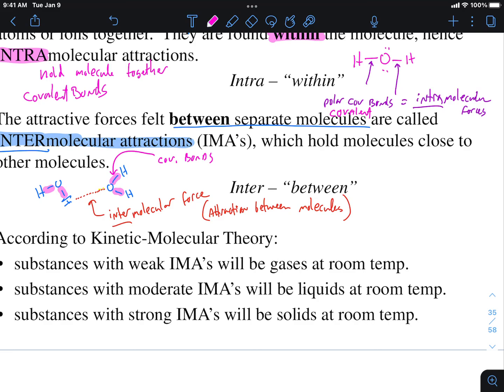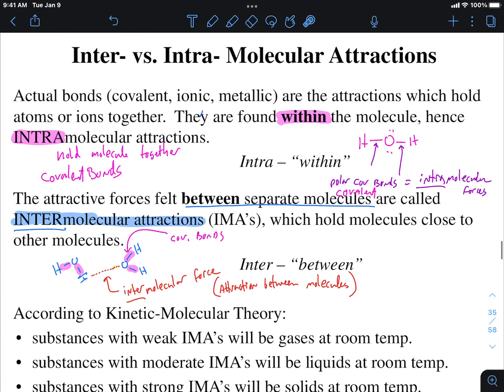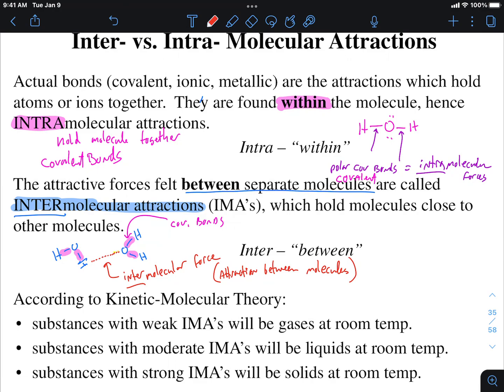So the bond is like the marriage, and then here, your parents hanging out with your friends' parents, that's a friendship. But that's not as strong as what holds the atoms together. Does that make sense? There's both attractions, but one is considerably stronger than the other. The intra is many times stronger than the inter. Let's actually write that down.